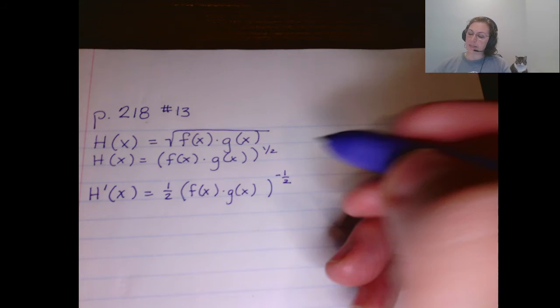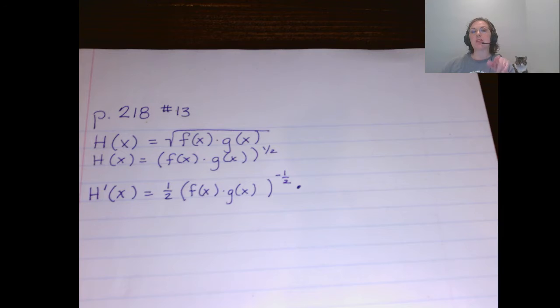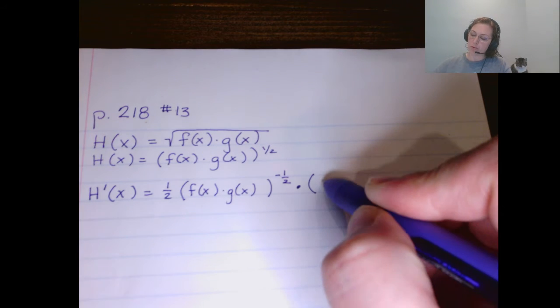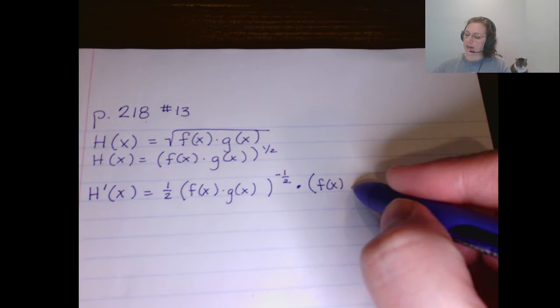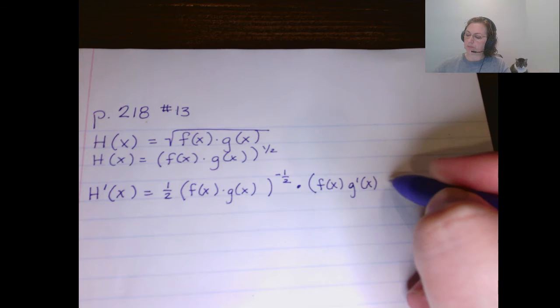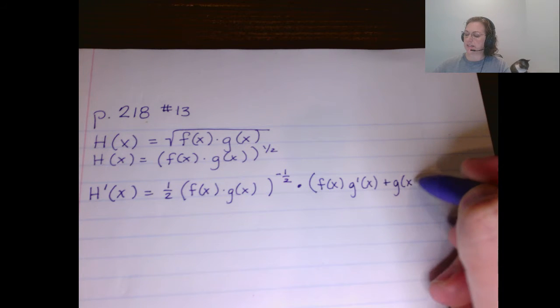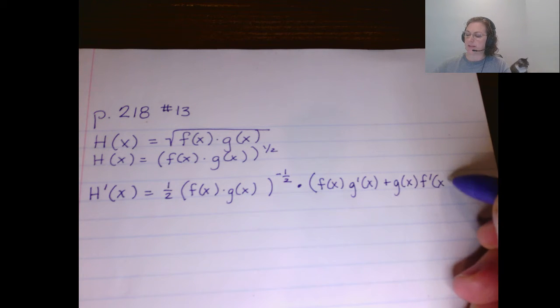Now we need the next piece in the chain, and that is to multiply by the derivative of the inside. Because that's going to require a product rule, I'm going to go ahead and put parentheses here so that I can do my product rule. Plus g of x times f prime of x.